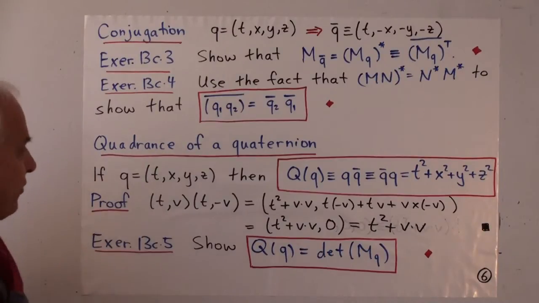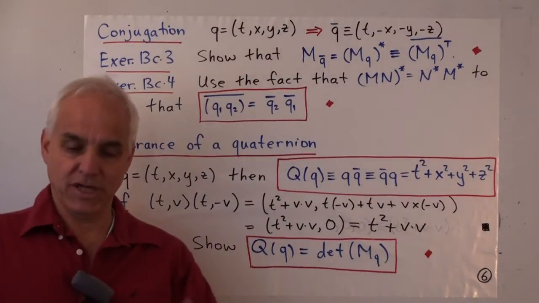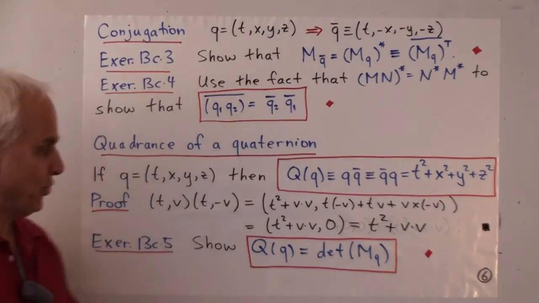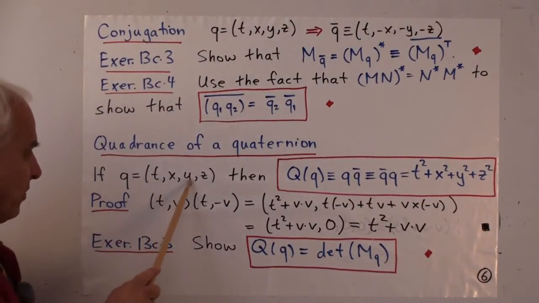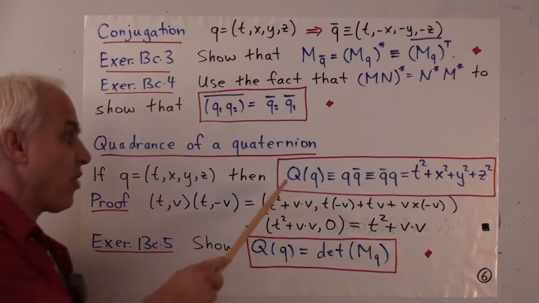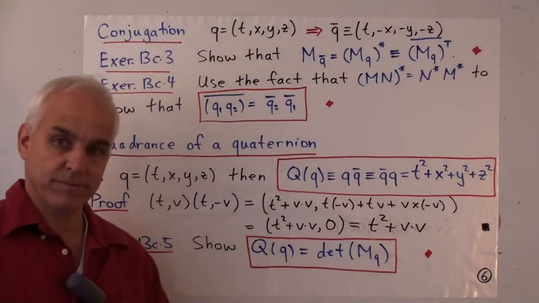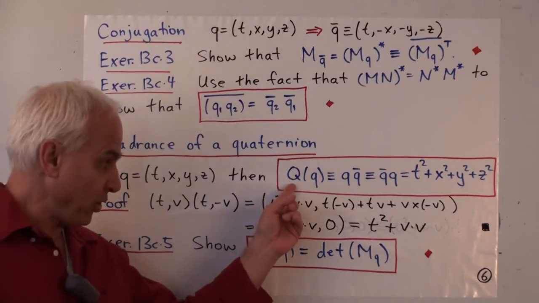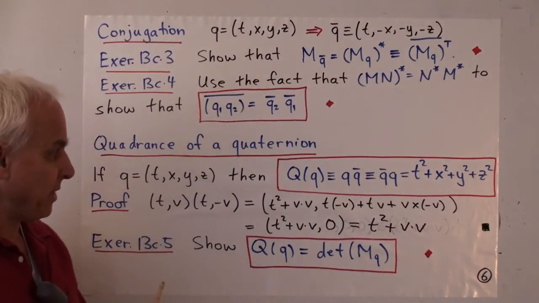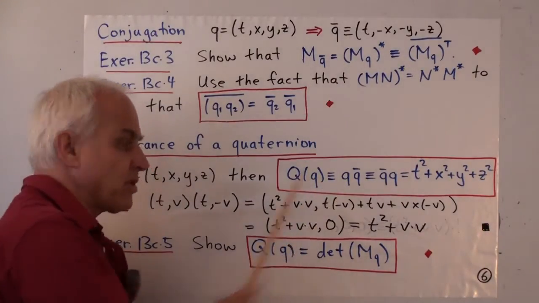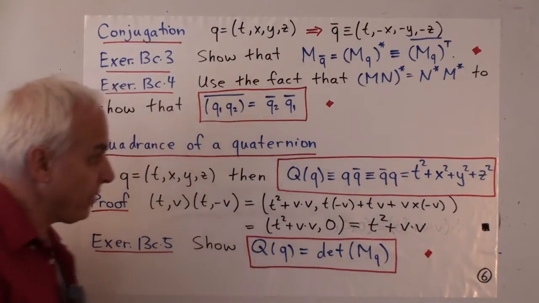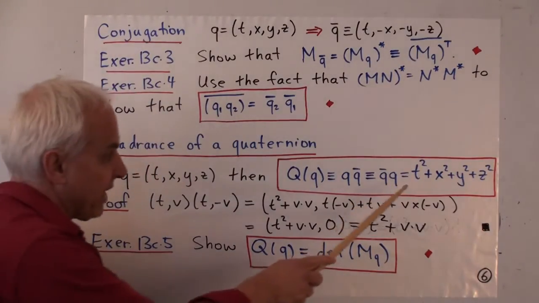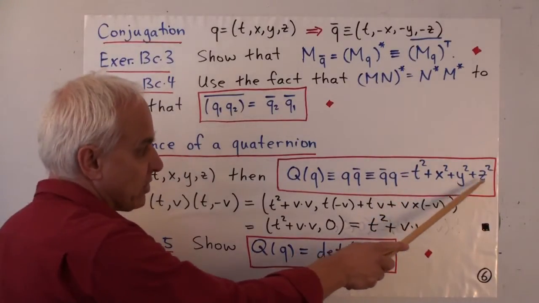And now we can talk about the quadrance of a quaternion, which again is analogous to the quadrance of a complex number. If q equals t, x, y, z is a quaternion, we define the quadrance of q, capital Q of q, to be q times q bar, which happens to be the same as q bar times q. And you can check that that's t squared plus x squared plus y squared plus z squared.